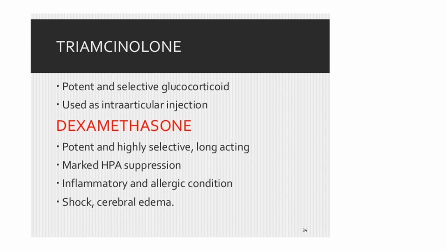Then coming to dexamethasone. Here dexamethasone is a potent, highly selective, long-acting glucocorticoid with a marked HPA axis suppression. They have significant HPA axis suppression with actions like anti-inflammatory and anti-allergic actions. They are used in inflammatory and allergic conditions and also in shock and cerebral edema. അവർ anti-inflammatory action കൊണ്ടും allergic action കുറയ്ക്കാനായിട്ട് ഉപയോഗിക്കും. Then in shock and cerebral edema.